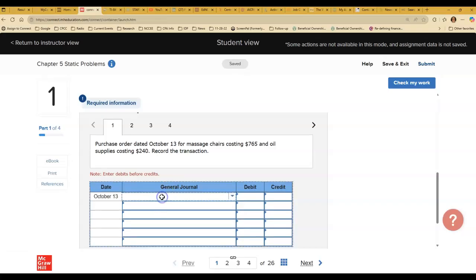So what do we get? Okay, we got a vote for equipment. Okay, we got a vote for supplies. I haven't heard the right answer yet.